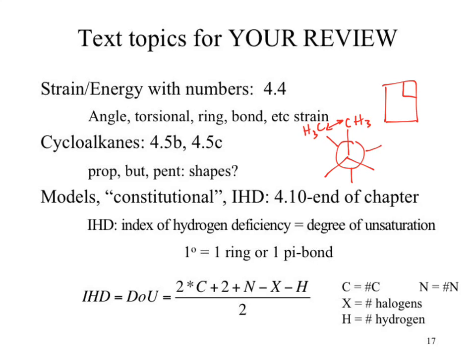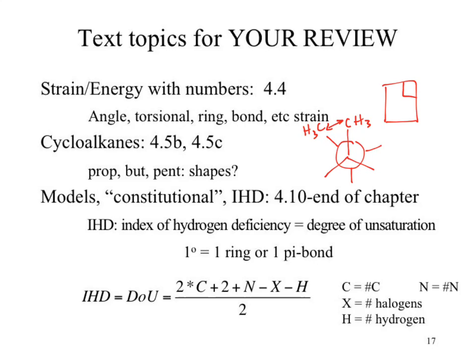You'll notice it says pi bond, not double bond. Because if we said double bond, well, that becomes a bit problematic, because a triple bond isn't a double bond, it's not a ring. So what's its degree of unsaturation? Well, according to that definition, it wouldn't have one. It's pi bonds, though, not double bonds. How many pi bonds are in a triple bond? 2, which means its index of hydrogen deficiency? 2.